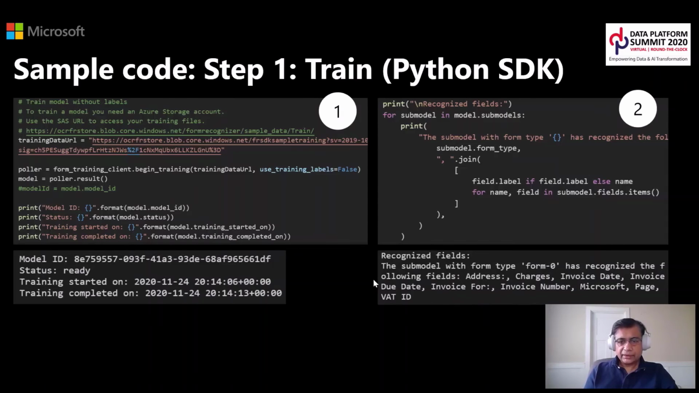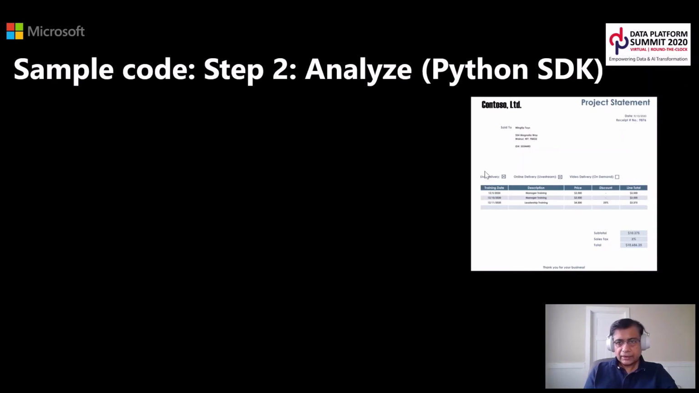And so what I now have is a custom model ready to be applied to my test form. So let's move on to the second step. And so my test form is right here. That's the form that I'm testing my model against. And so that's the step 2 analyze method, again using the Python SDK.